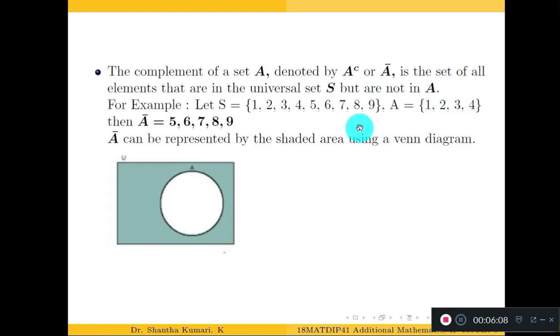Not in A means 1, 2, 3, 4 are in the universal set. So except these four elements, the remaining elements are 5, 6, 7, 8, 9. So the set containing {5, 6, 7, 8, 9} gives you the complement of the set A. So remember the Venn diagram, how to represent the complement in the Venn diagram. Okay, the region which is outside A, that is A complement.